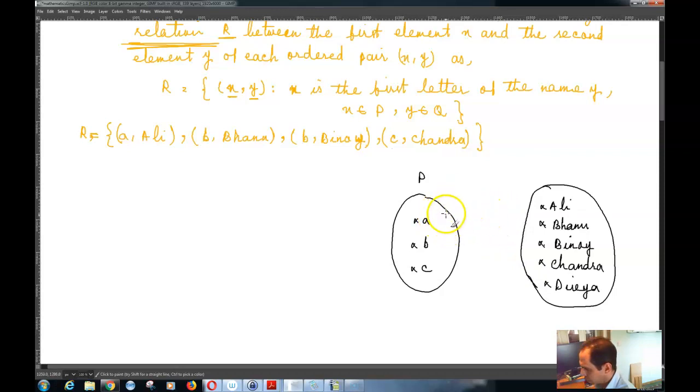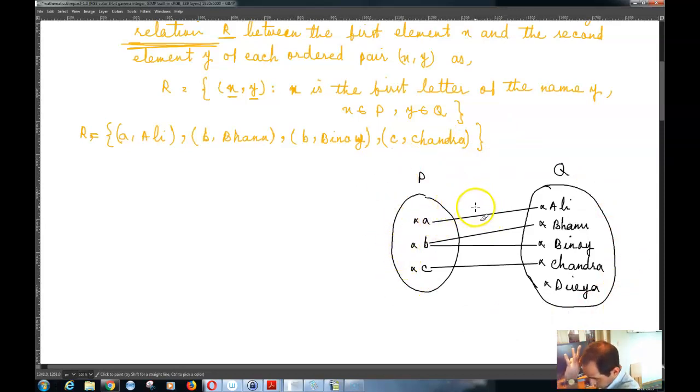And so a visual representation of this relation would be A to Ali, B to Bahanu, and B to Binoy, and C to Chandra. So that's basically what the subset represents, or can be represented using this visual representation. And that is basically what a relation is.